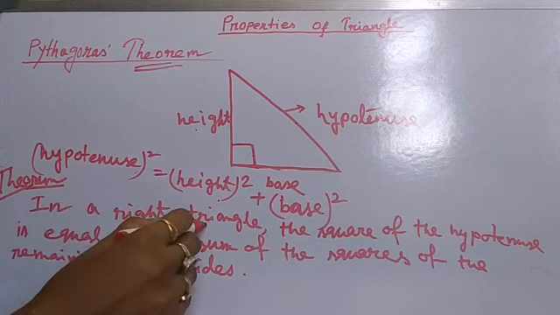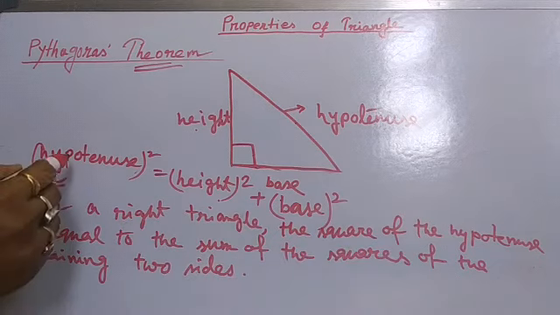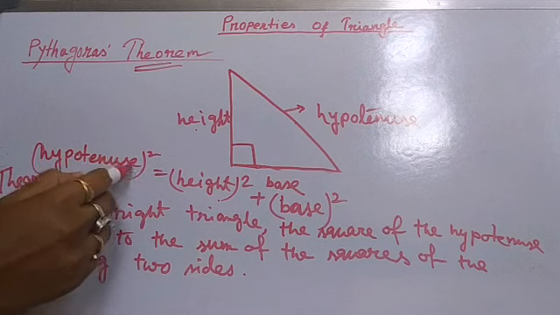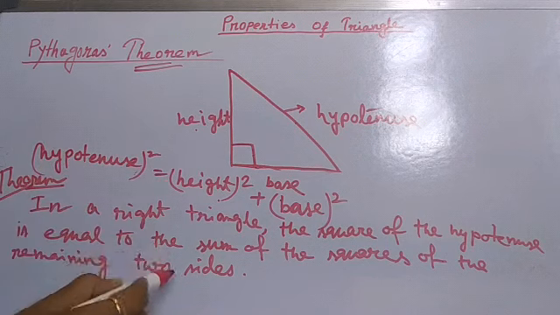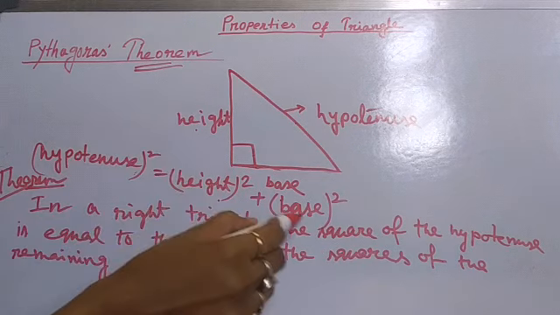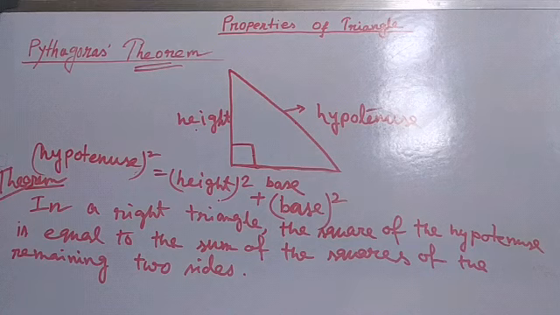So in a right triangle, the square of the hypotenuse, this is hypotenuse square, is equal to the sum of the squares of the remaining two sides. Remaining two sides means height and base, so height square plus base square. So this is the theorem.